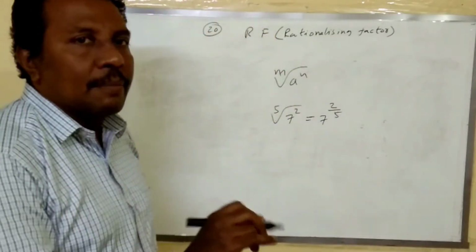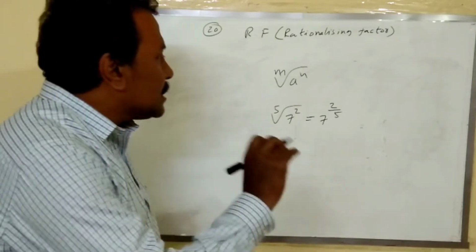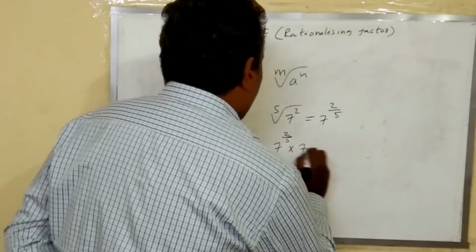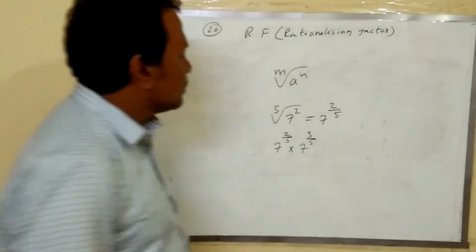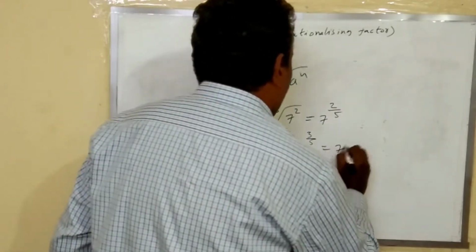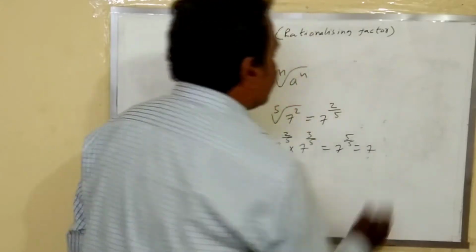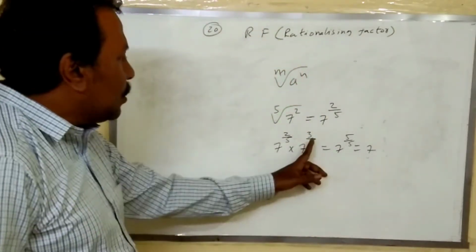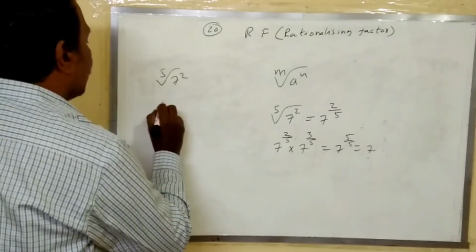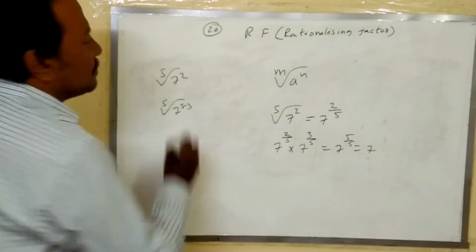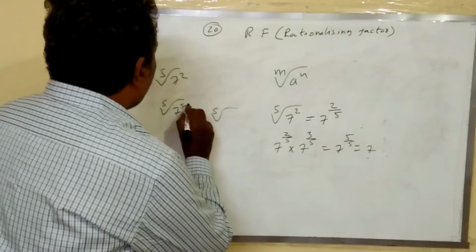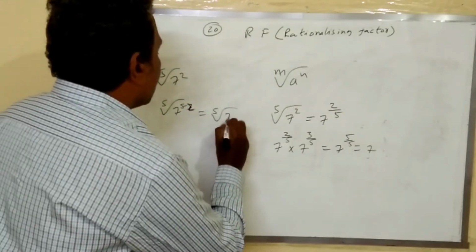7 power 2 by 5 multiplied with what gives 7 power 5 by 5? 7 power 2 by 5 into 7 power 3 by 5, because 2 added to 3 gives 5. That becomes 7 power 5 by 5, which is equal to 7. Okay. How do you get this 3? 5th root of 7 square, the RF is 5th root of 7 power 5 minus 2, which is equal to 5th root of 7 cube.